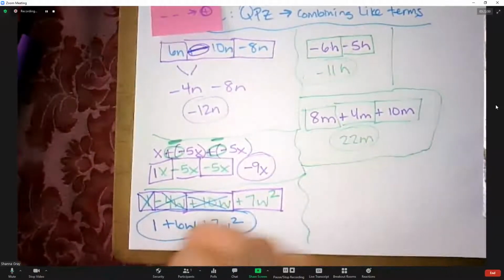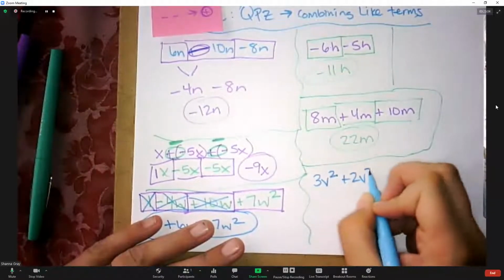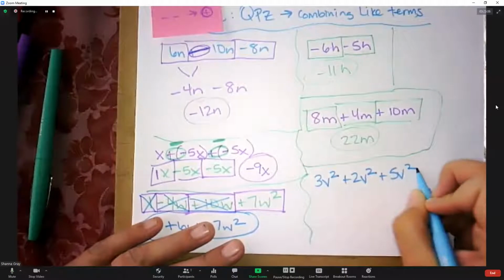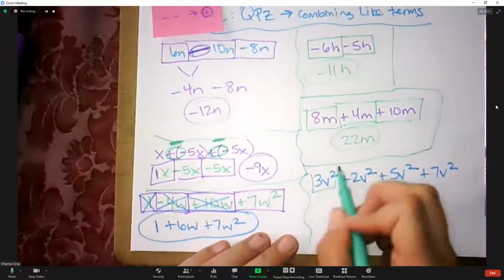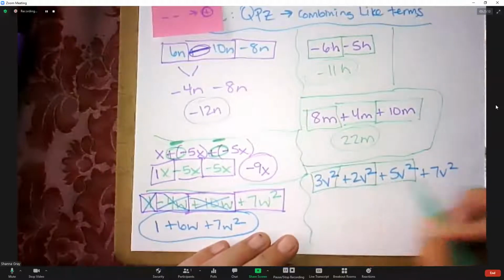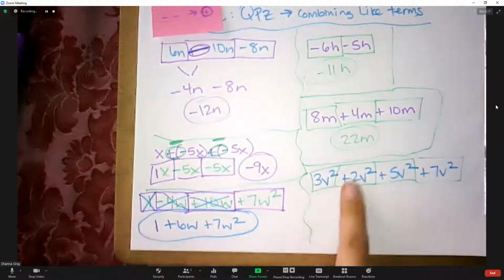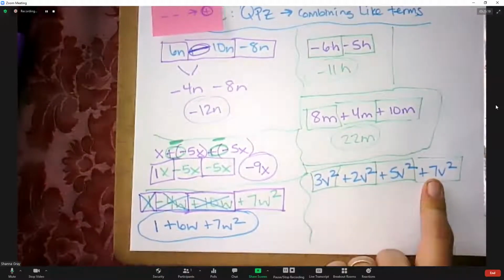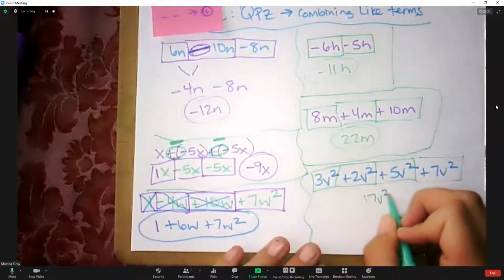Okay, the next one I got was 3v squared plus 2v squared plus 5v squared plus 7v squared. So hopefully you can tell already that these are all v squareds. And since there's no negative signs, these problems are usually pretty easy for students. So I have 3, +2, +5, +7. So if I combine all of that together, I end up with 17v squared.